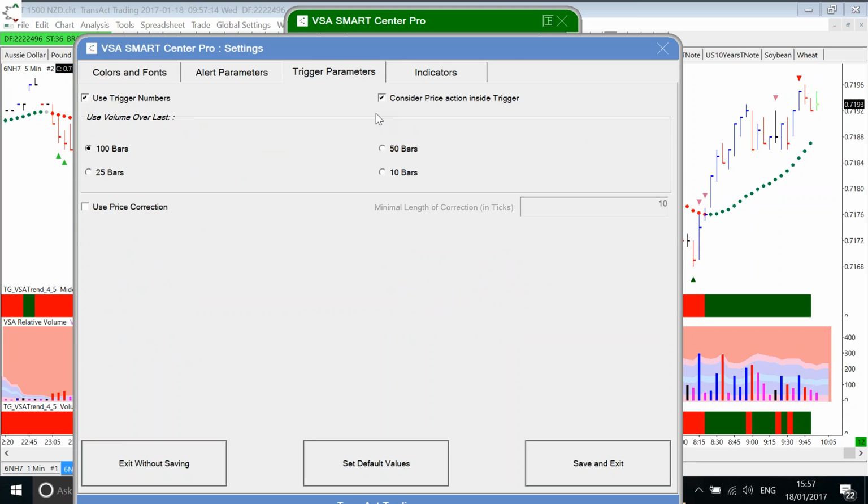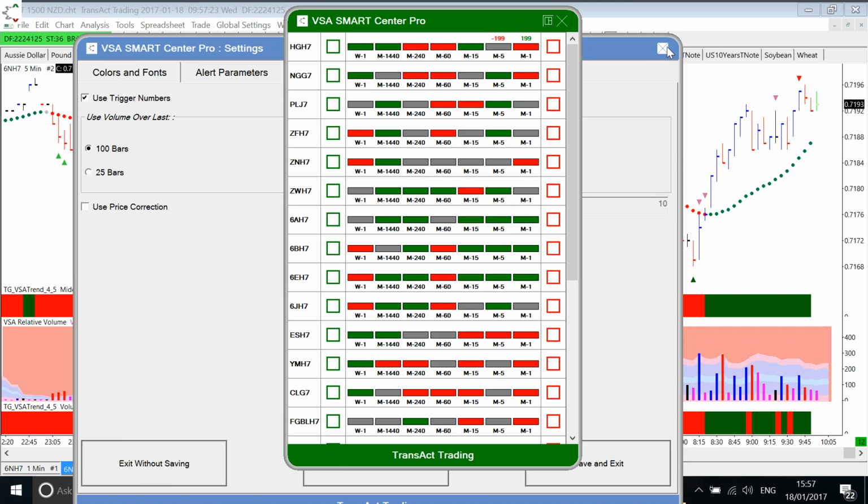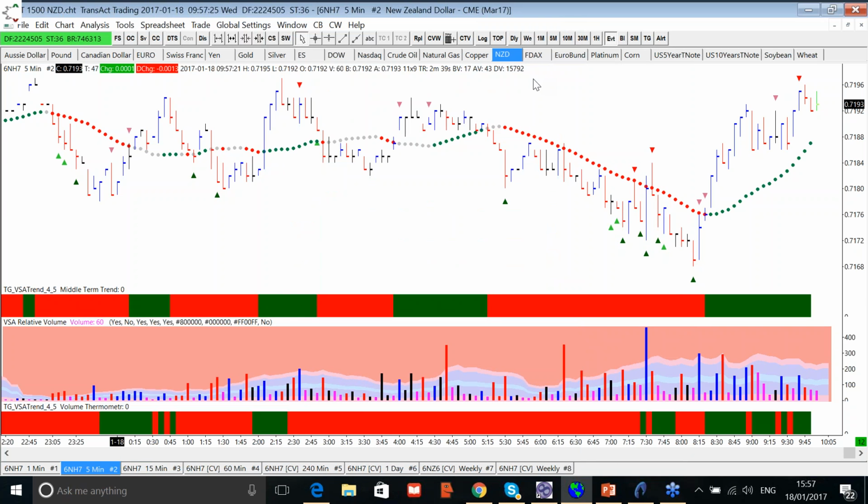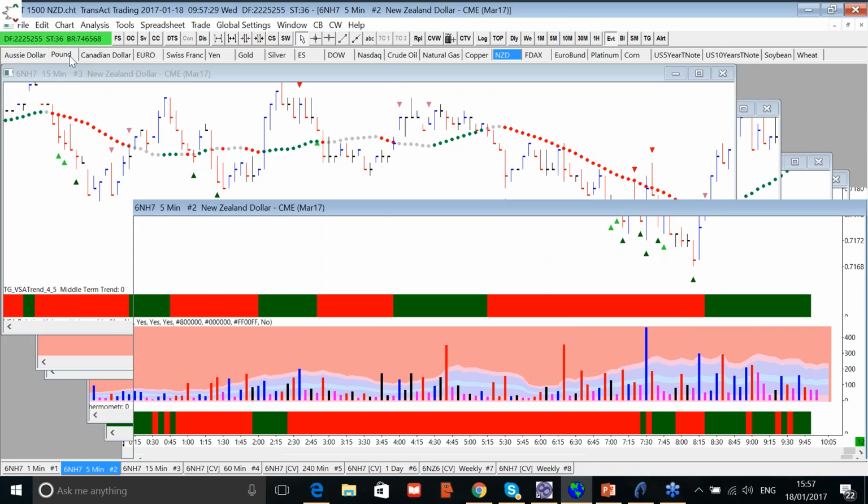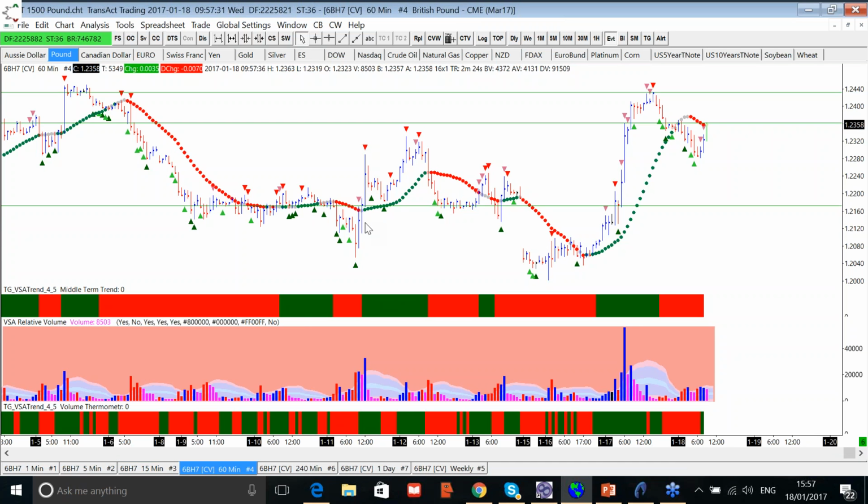Now, if we look at the parameters for triggering the trade, we have something now called trigger numbers. And these are very straightforward. And in fact, I can show you them visually on a chart. Even though the Smart Center Pro doesn't draw them, I draw them manually. And it's all based on very high volume bars. Now, can everyone see, please, the British pound futures contract here.